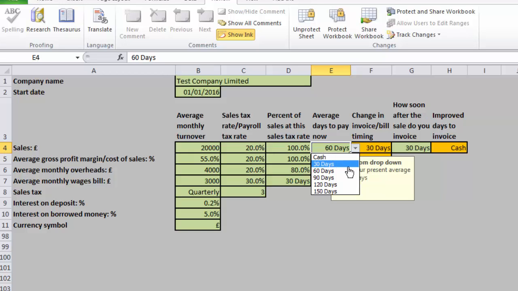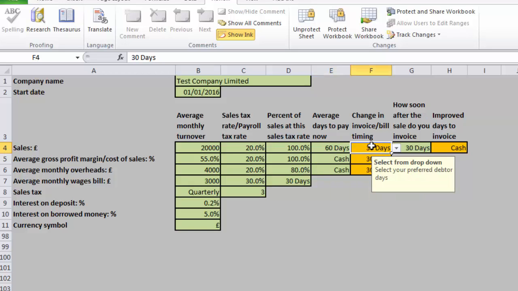But in this, you can say that, okay, you're either 30 days, 60 days, 90 days, and so on. Now, I know some businesses do allow longer periods. So if you're presently 90 days, select 90 days. But in this example, I'm going to leave it at 60 days. Then what you want to play around with is, what if I reduce that from 60 days down to 30 days, or to cash, for example, get money up front effectively. So I'm going to say, well, okay, we're going to reduce that to 30 days.